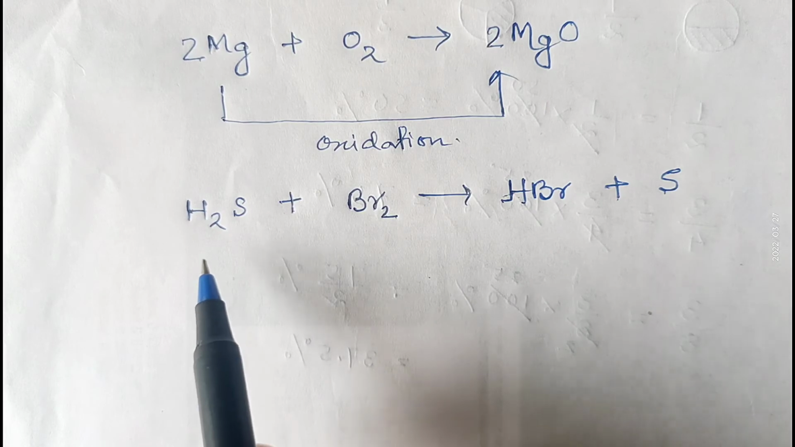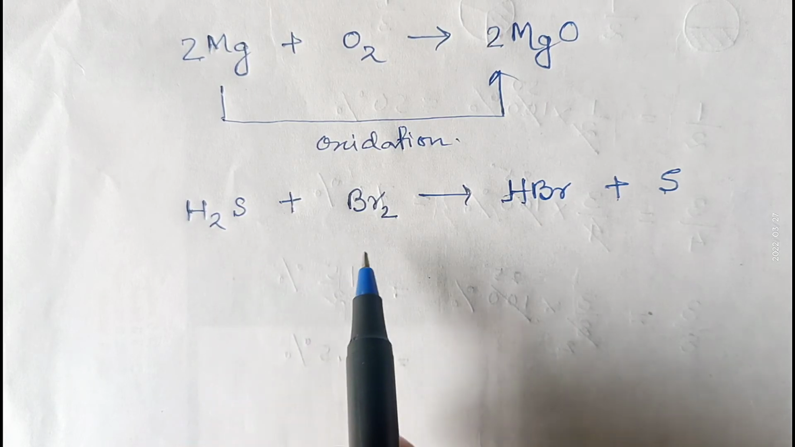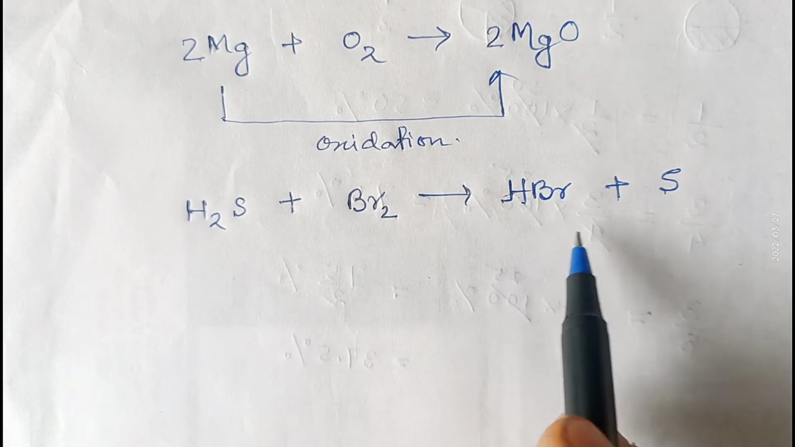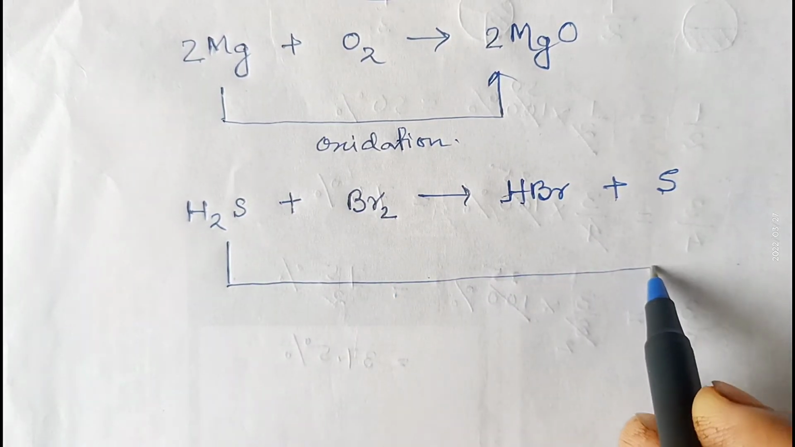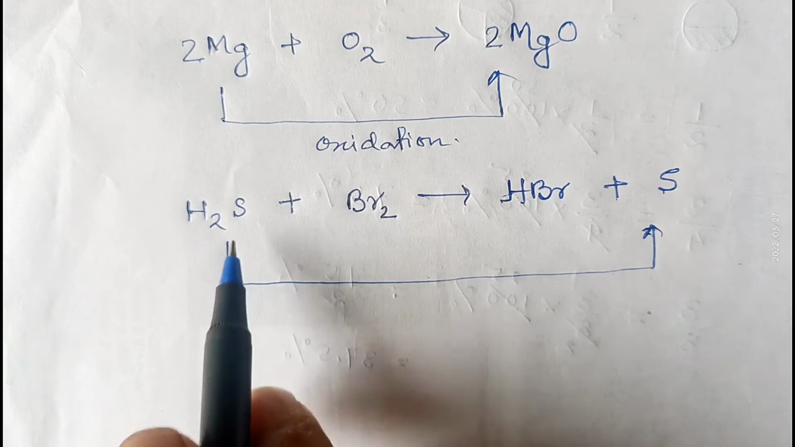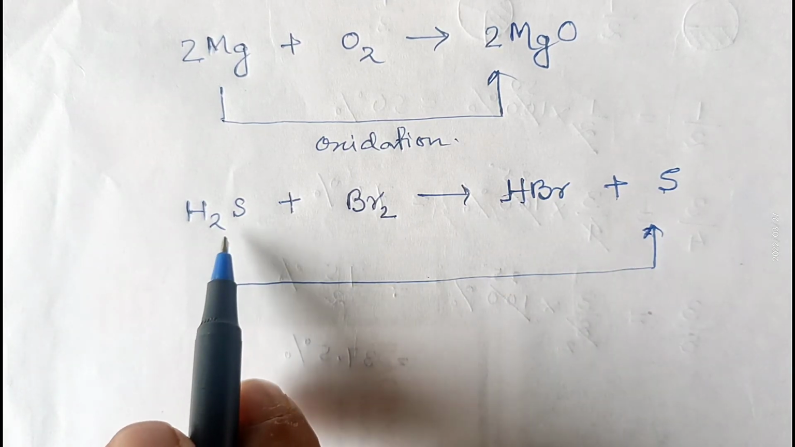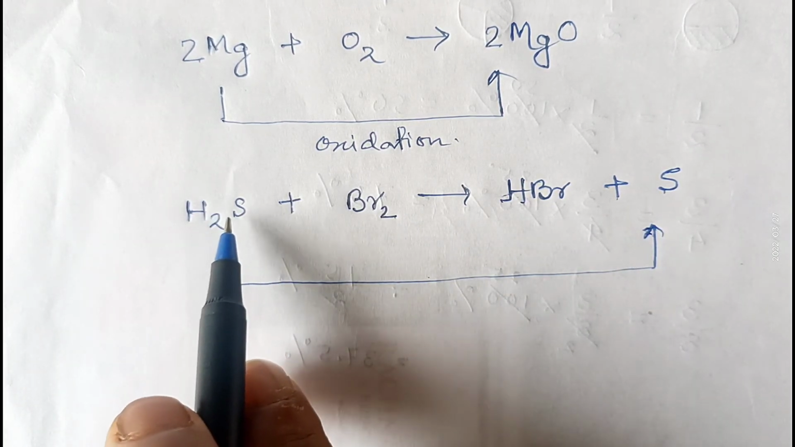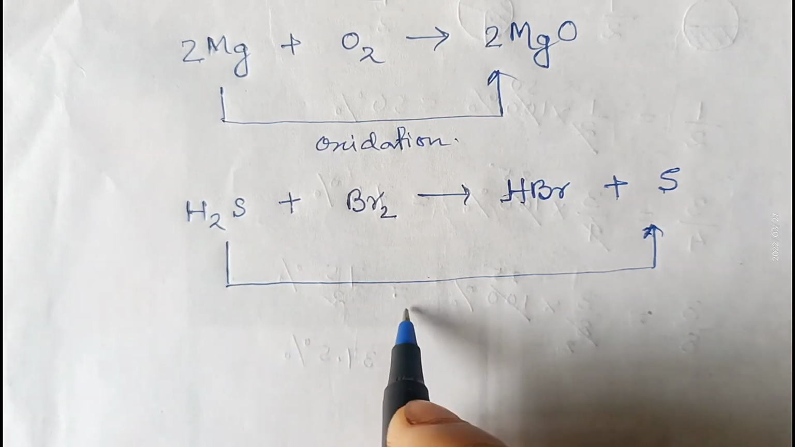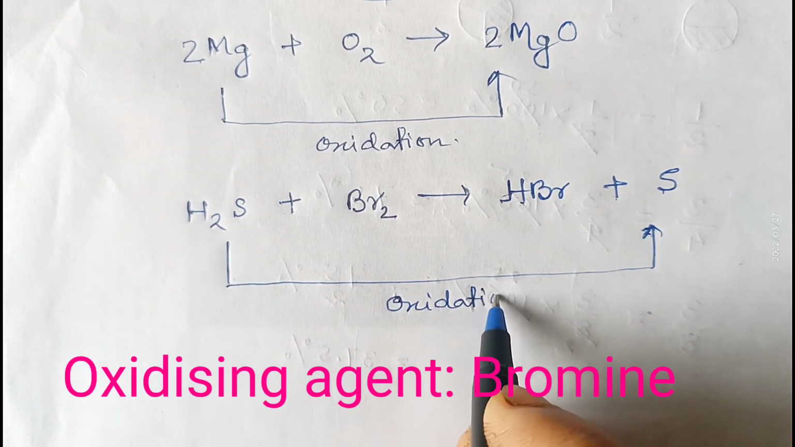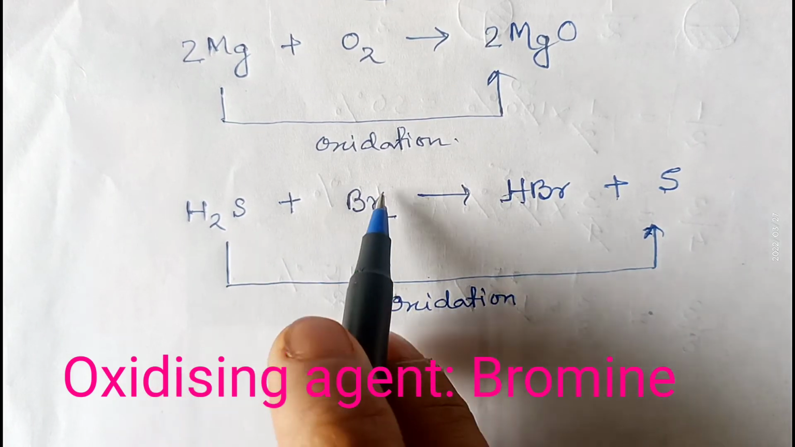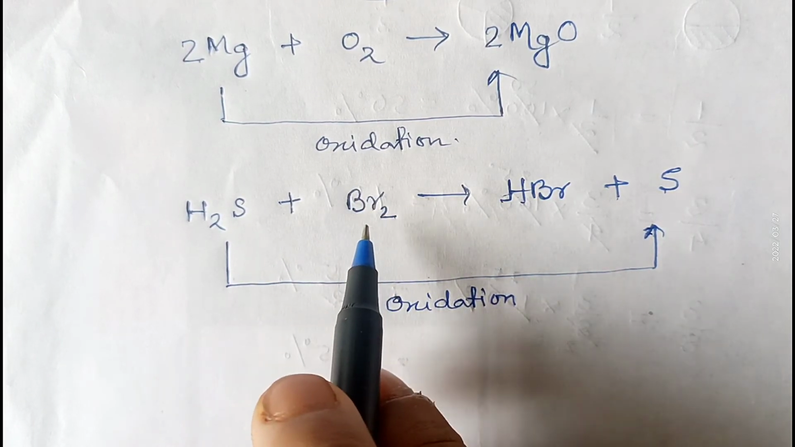Now in this reaction, H2S is reacting with bromine to form HBr and sulfur. Now here H2S converts to sulfur. In this part, H2S loses hydrogen. Since hydrogen is lost, that is also oxidation. So here you can write oxidation. And since oxidation reaction has taken place, so this part is the oxidizing agent.